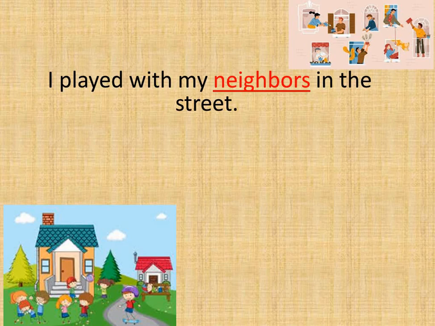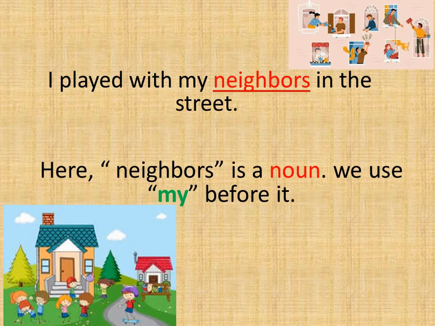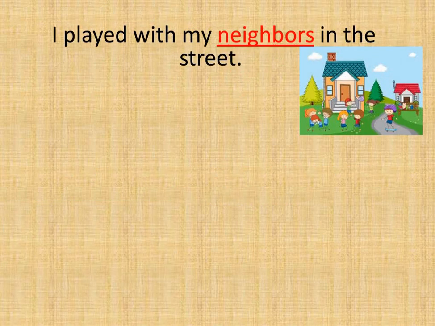If I say, I played with my neighbors in the street, let's try to guess the meaning of neighbors. Neighbors is preceded by the word my. It's a possessive pronoun, as we said. So neighbors is a noun, and with s at the end, this means that it is plural. Here neighbors is a noun because we use my before it.